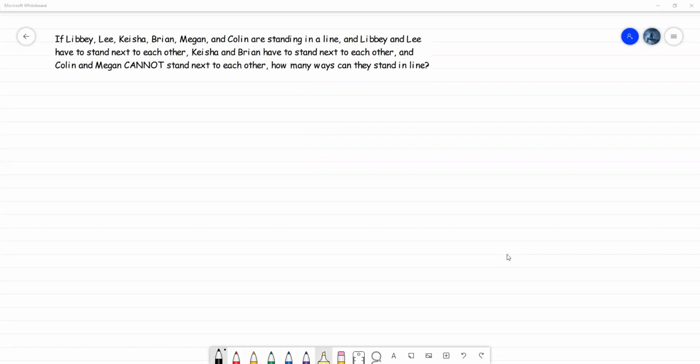So if Libby, Lee, Kesha, Brian, Megan, and Colin are standing in a line, and Libby and Lee have to stand next to each other, and Kesha and Brian have to stand next to each other, and Colin and Megan cannot stand next to each other. So how many ways can they stand in line?